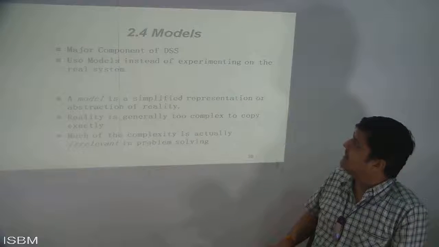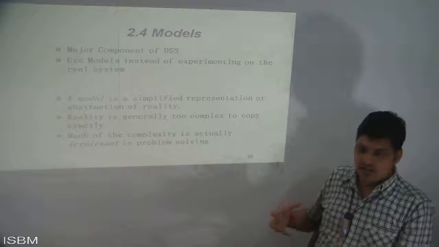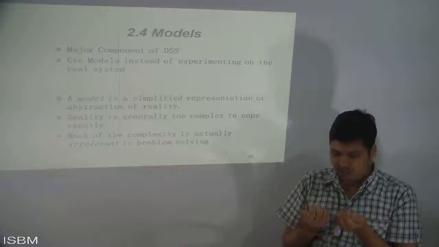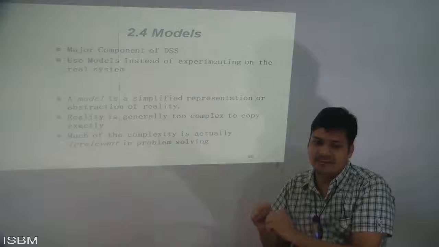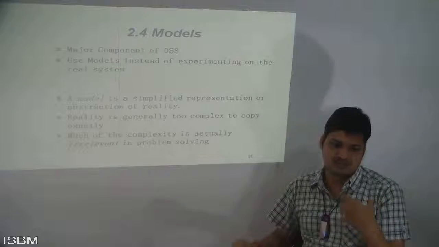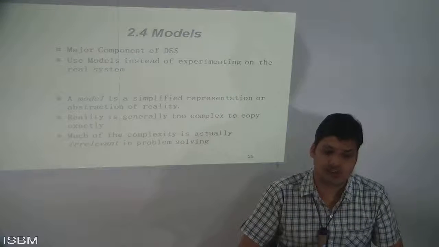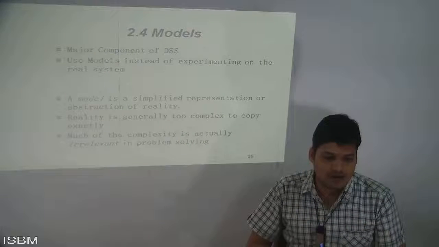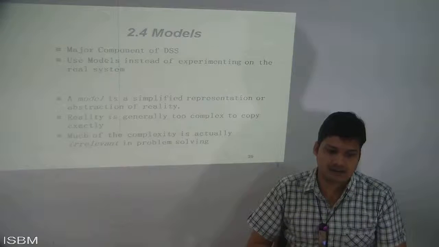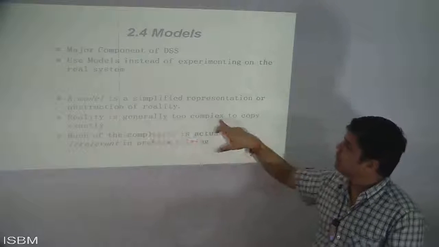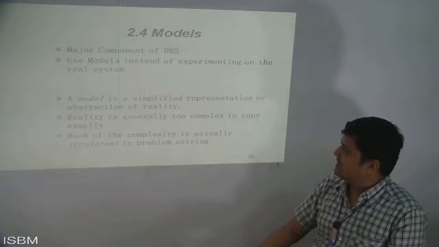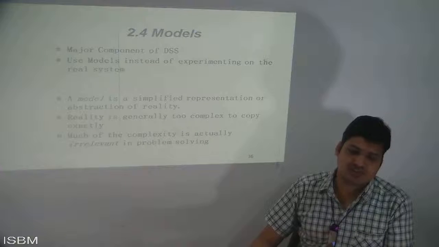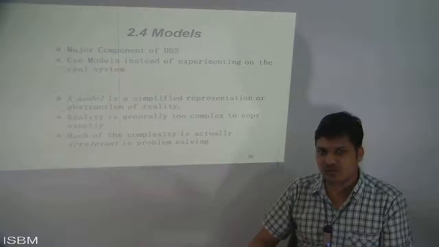DSS uses models instead of experimenting on the real system. They are not directly working on the real-time system; they use some models to start working if they want to do some experiment. A model is a simplified representation or abstraction of reality. Reality is generally too complex to copy exactly. Much of the complexity is actually irrelevant in problem solving.